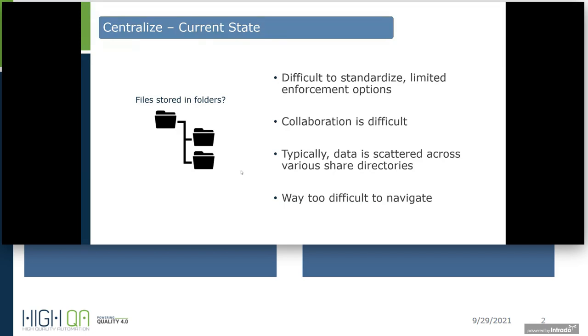So current state, even if you are digitized, let's say you're using Excel spreadsheets and such, you have some sort of file storage system like this. The problems here are that, one, it's difficult to standardize processes around here, and due to your limited enforcement options that you have, right?